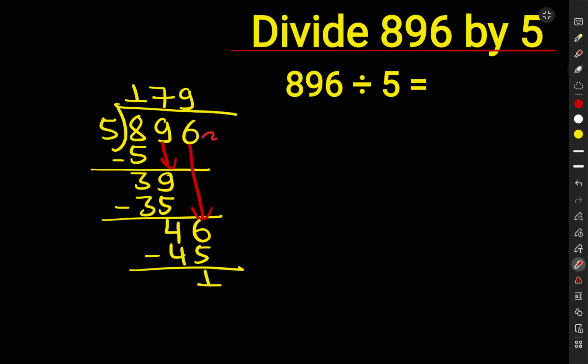So now we have no other number to put down. So we take here a decimal, so that we put 0. So it is 10 and 5 times 2 is 10. On subtracting we get 0. So 896 divided by 5 is 179.2.